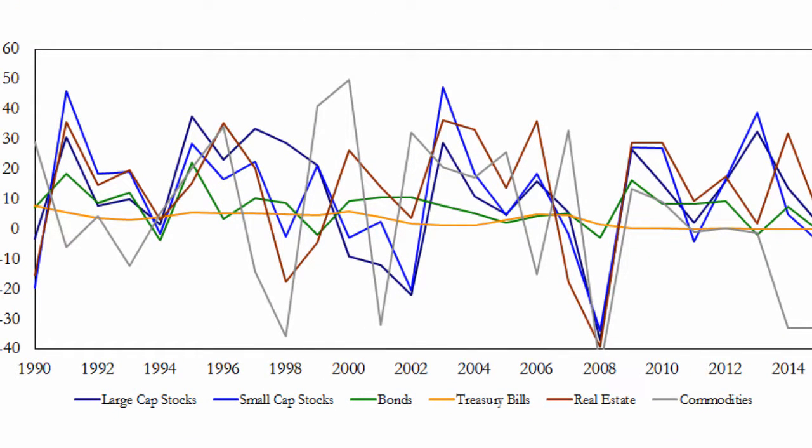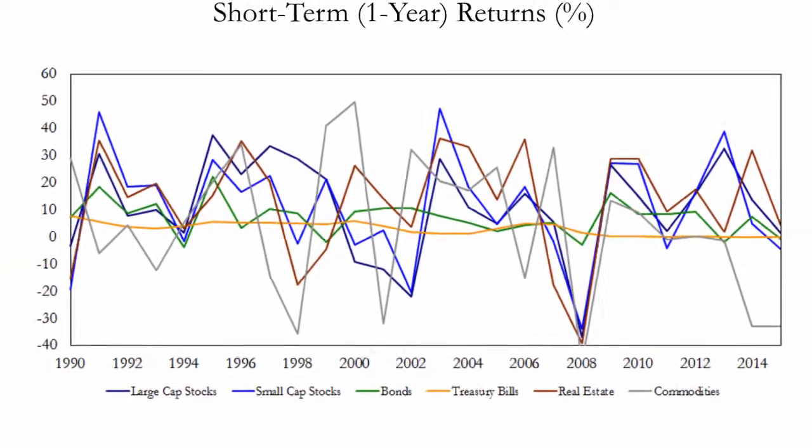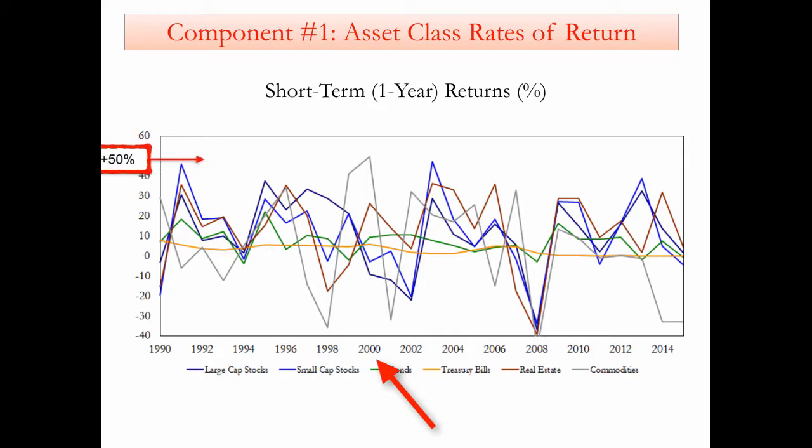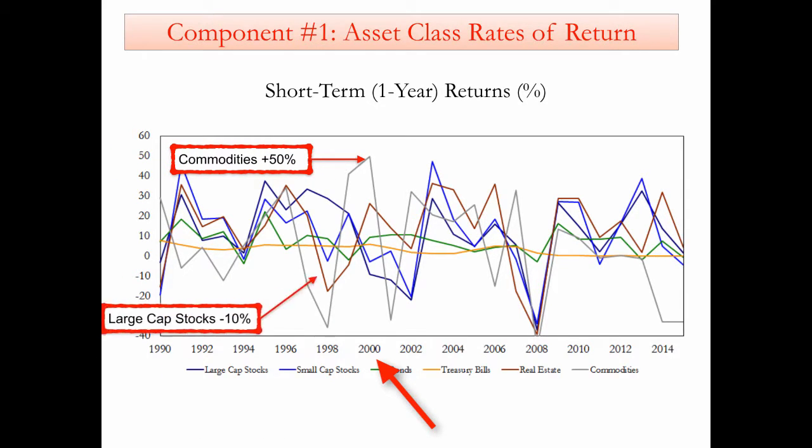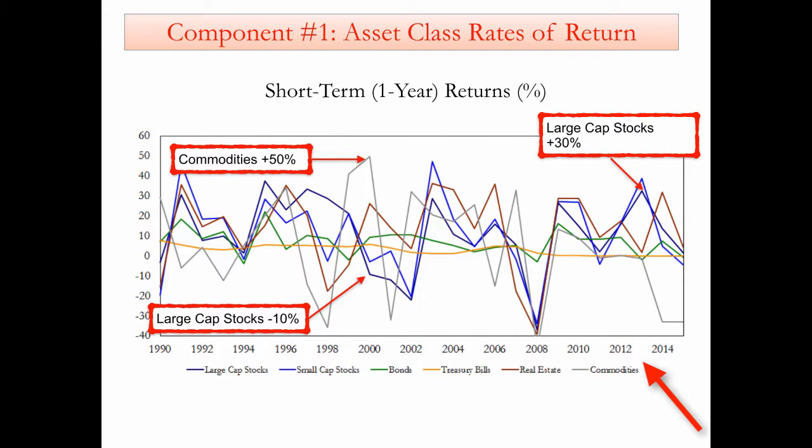This chart shows the single-year returns since 1990 of a group of various assets. For example, notice in 2000 how commodities made 50%, but large cap stocks lost 10%. Now, fast forward to 2013, and the tables have turned where large cap stocks made 30% and commodities made nothing. In the short run, these various asset classes move unpredictably up and down.